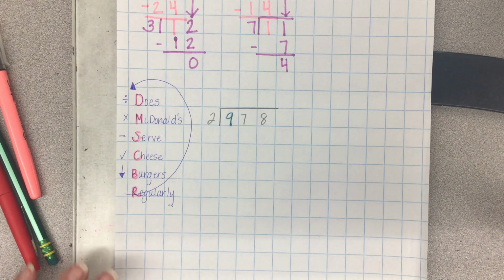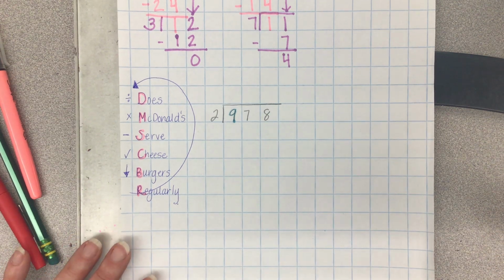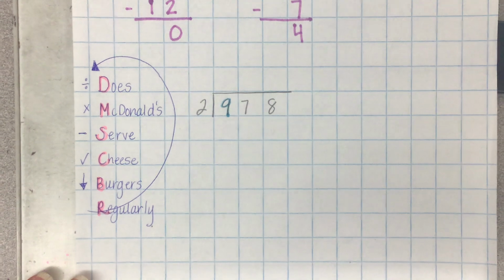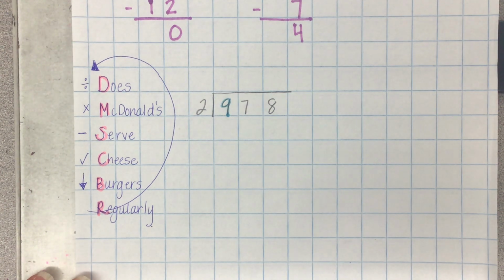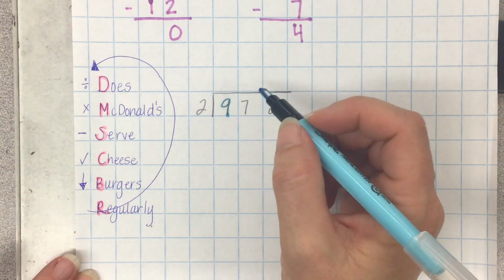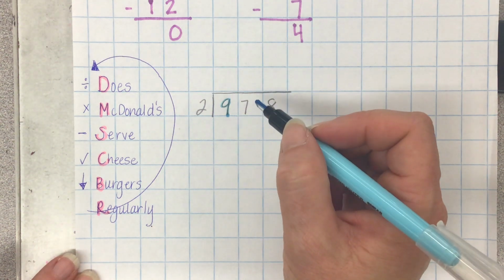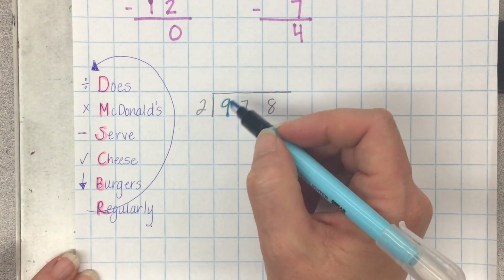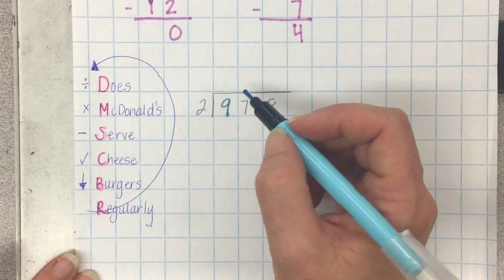So we're going to use this little saying. Say it with me one more time. Does McDonald's serve cheeseburgers regularly? Okay, so first color. Remember, this is our digit by digit method. So we're doing one digit of Aurora at a time.